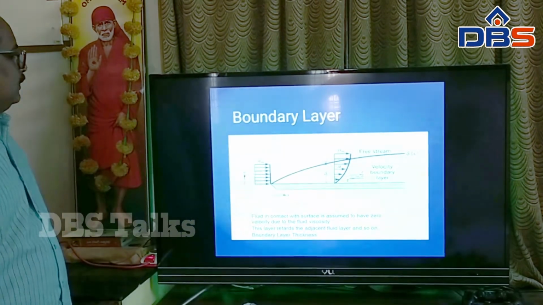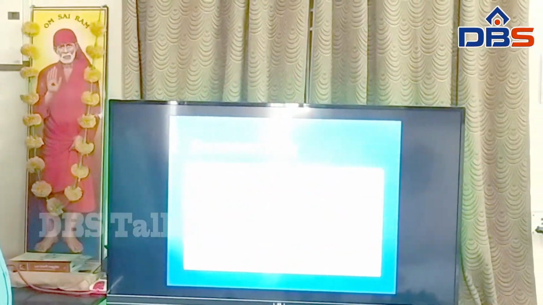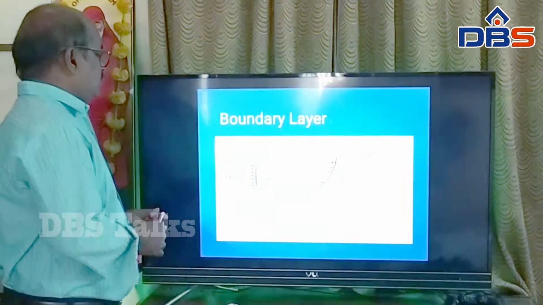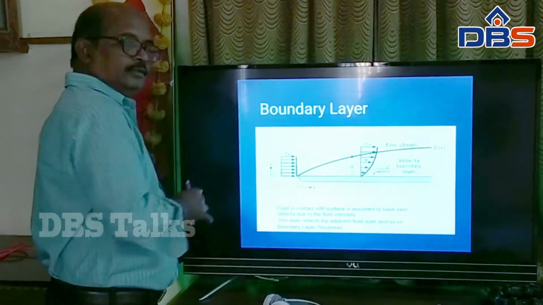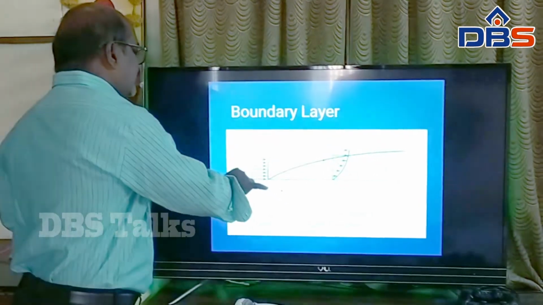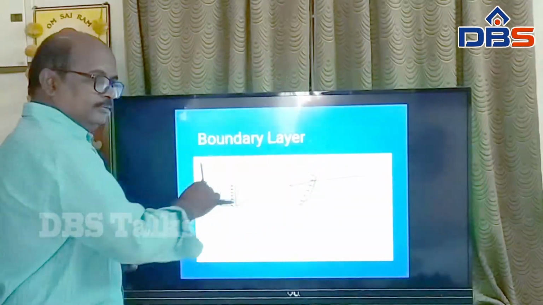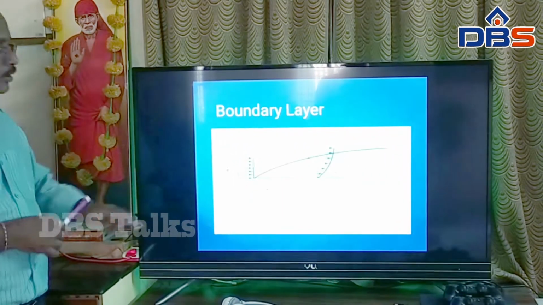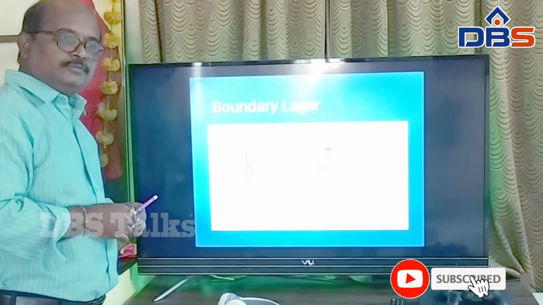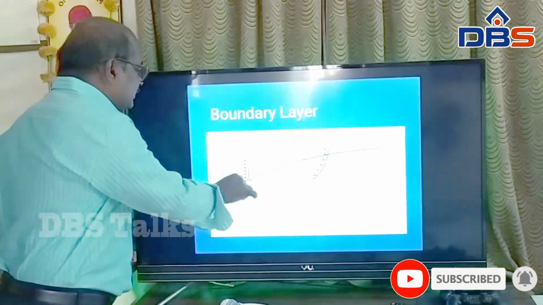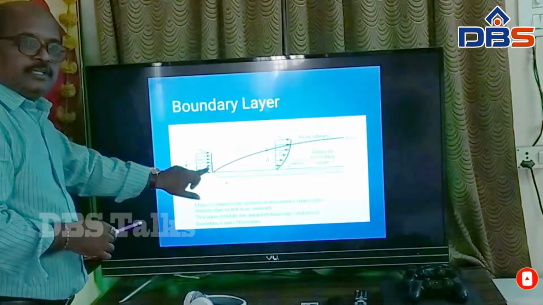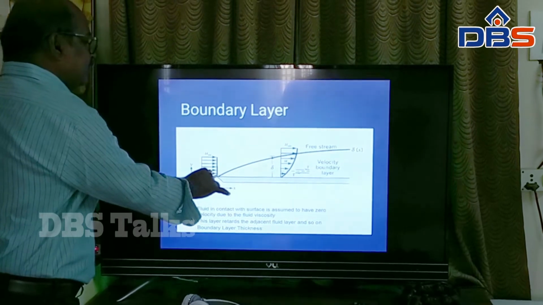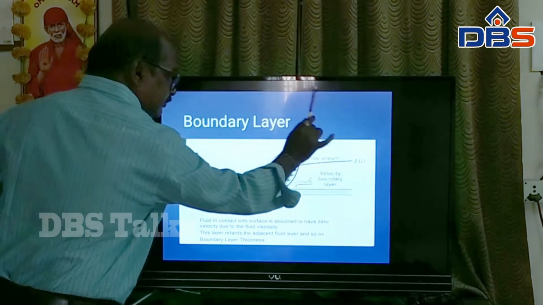Coming to the boundary layer development, as we discussed, there is a plate. Over the plate, a fluid is flowing with a velocity of u infinity. U infinity is the free stream velocity. When the fluid touches the plate, due to the contact, the velocity at the leading edge, this is called the starting point, we can call it the leading edge, and the last point we can call the trailing edge.